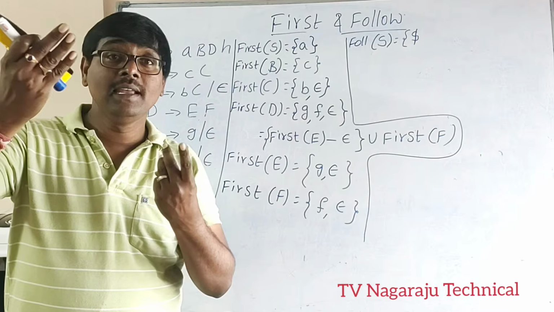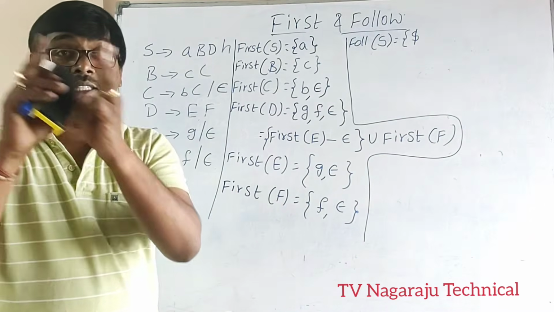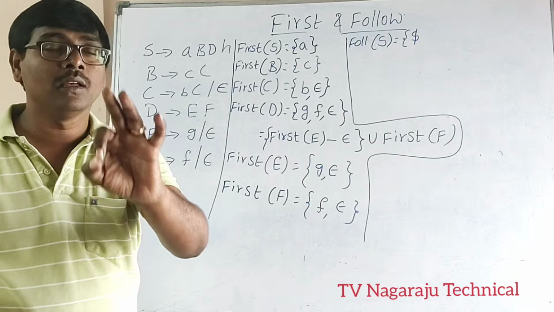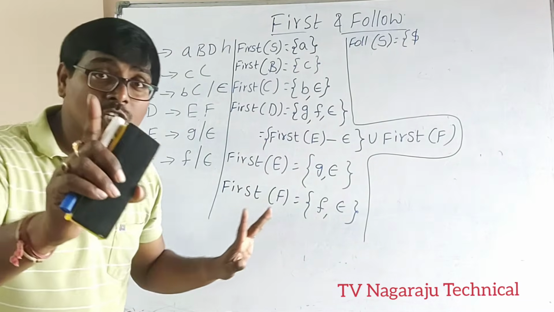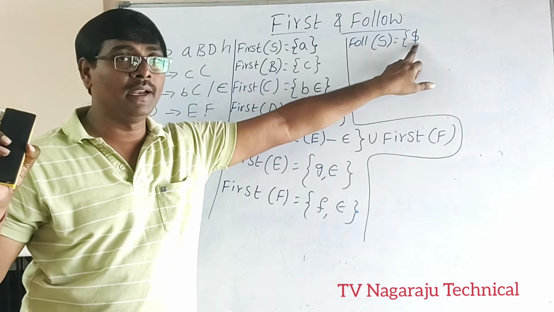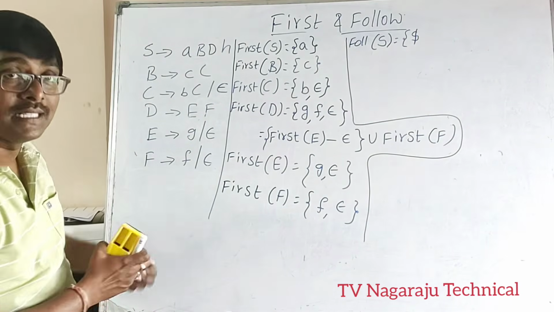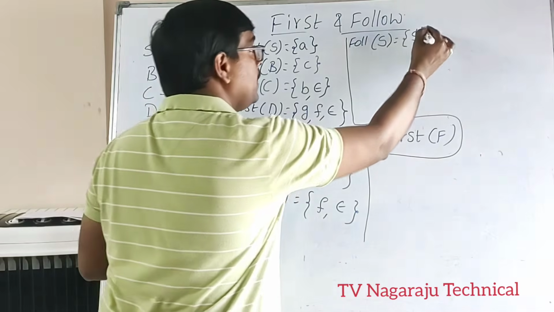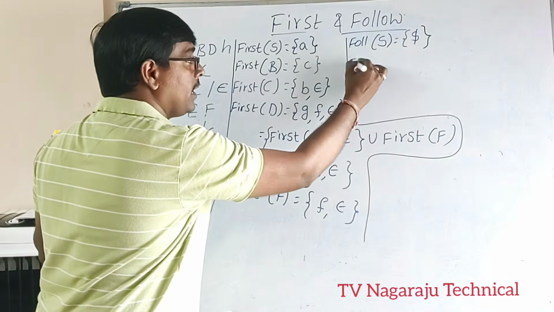Why? If you are calculating the first of a non-terminal, again you are getting the terminal. If S is not followed by anything, simply take the follow of its parent. We will cover all this. For the starting symbol only we are writing dollar. Now check where S is available. In this, S is not available at all. Simply close. Now follow of S is only dollar.